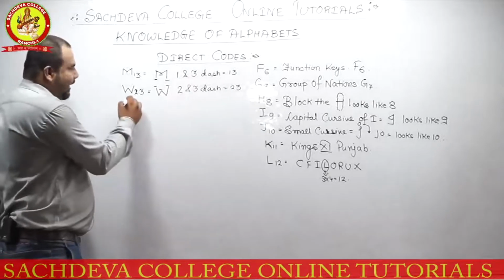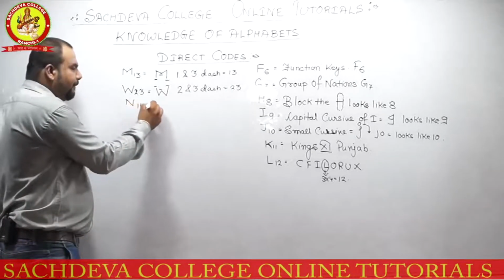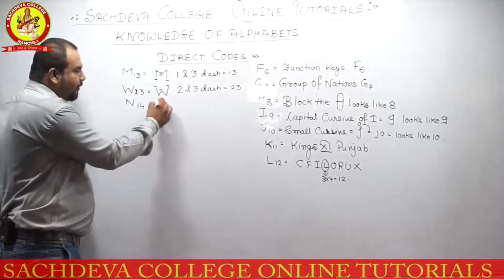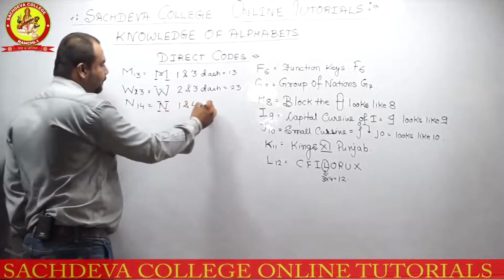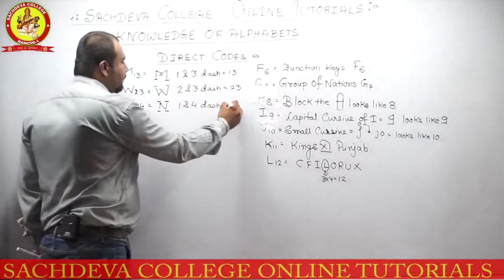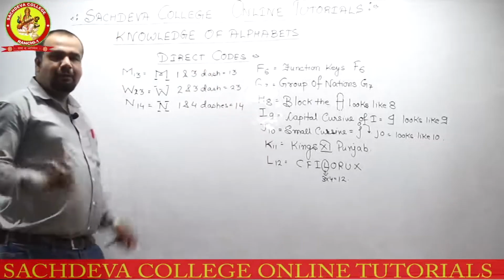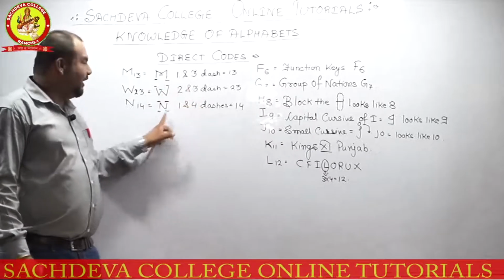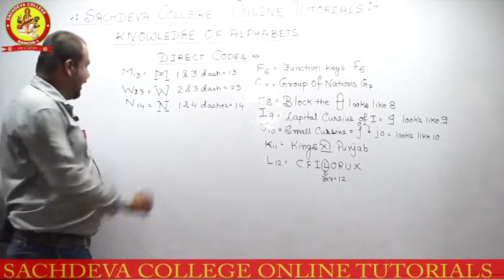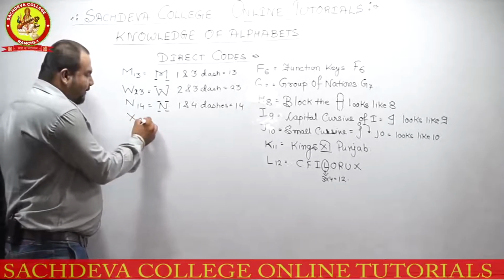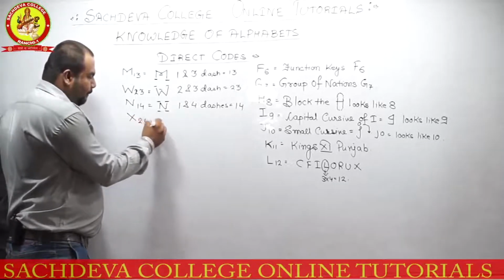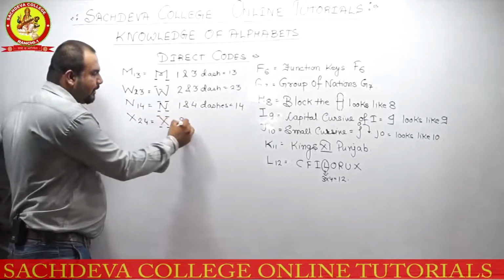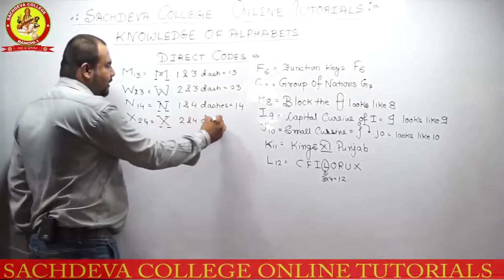Next, H, I, J, K, L, M, then we have N14. Again with the same pattern, how we can remember it is 1, 2, 3, 4: 1 and 4 dashes. So we can say 14. So with the rule of dash, we have 1 and 3 dash 13, 2 and 3 dash 23, then again we have 1 and 4 dash 14. Then again with the same pattern we have X equal to 24. Then again we can say 1, 2, 3, 4, that is 2 and 4 dash, 24.